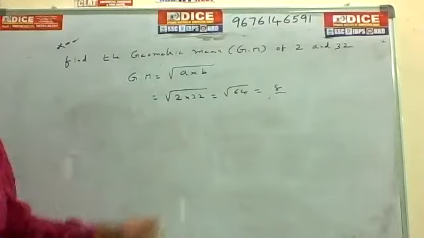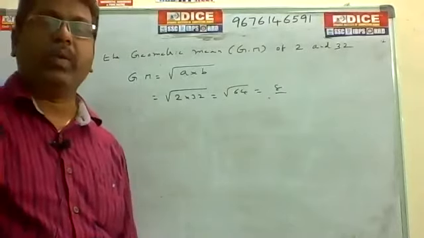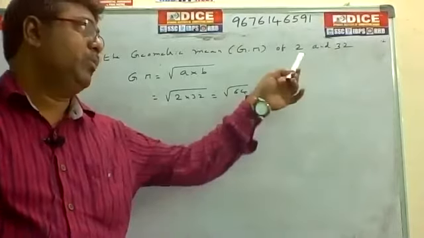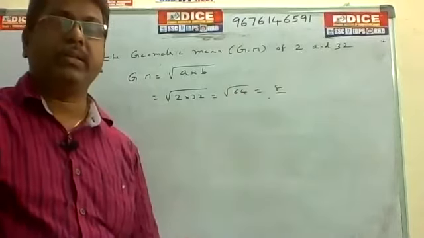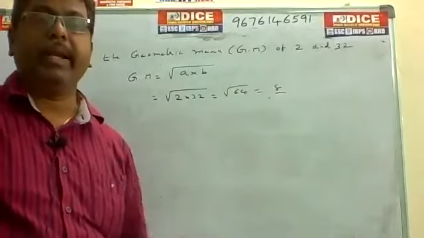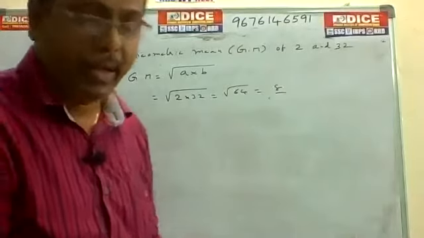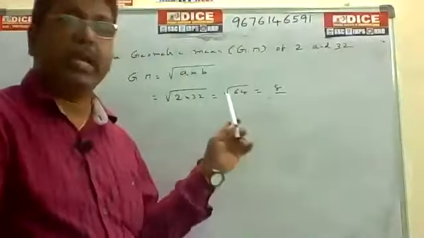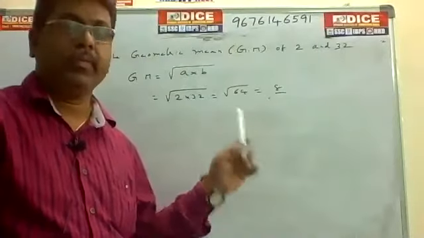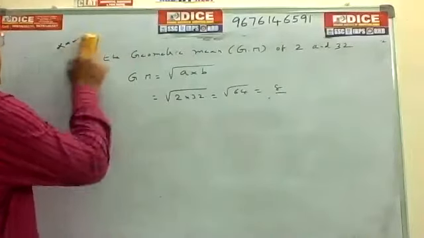So what is the formula? GM is equal to the square root of A into B. A means 2, B means 32. So the product is 64. Root of 64 is nothing but 8. Very important formula. There is a 100% chance of a question, I say.